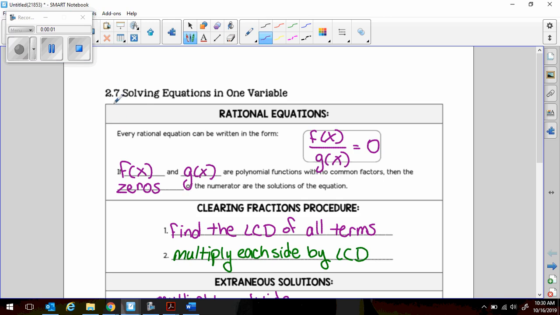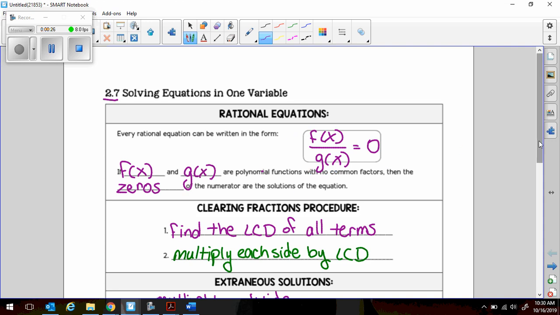Good morning. This is Unit 2, Day 7. We're going to work with solving equations. This is kind of an algebra review. So every rational equation can be written in the form of f of x over g of x equals 0 if f of x and g of x are polynomial functions with no common factors. Then the zeros of the numerator are the solutions of the equation.